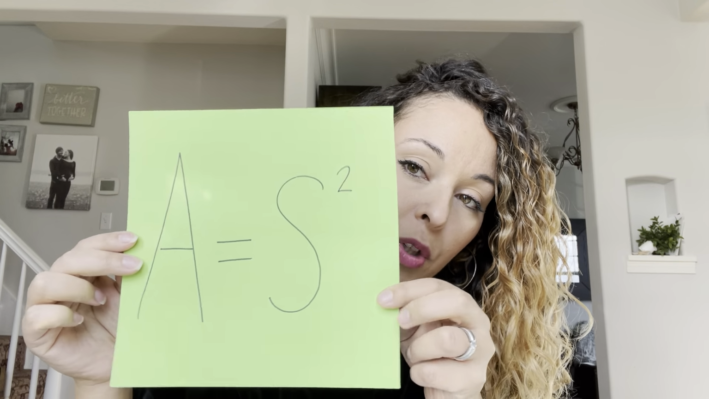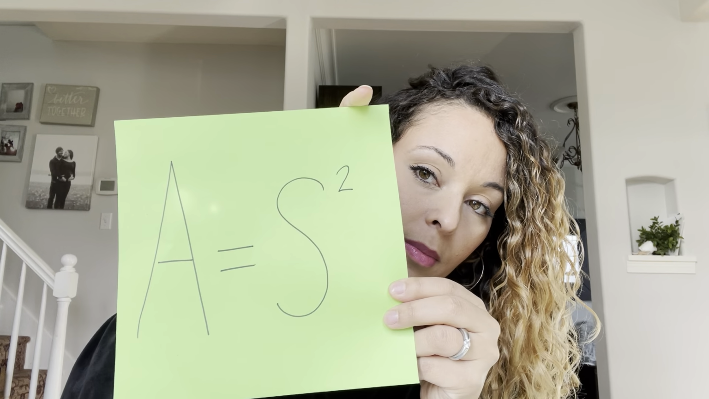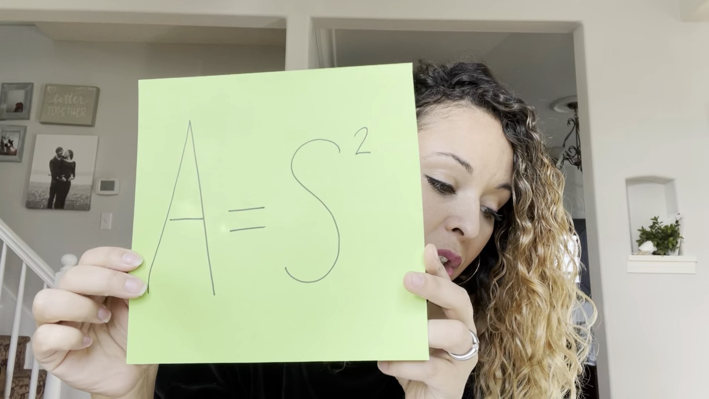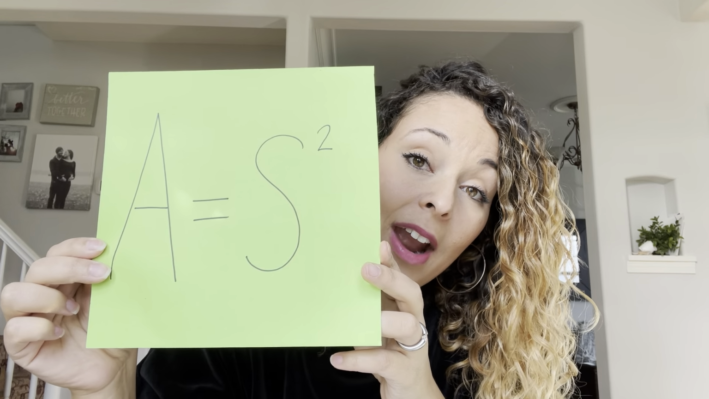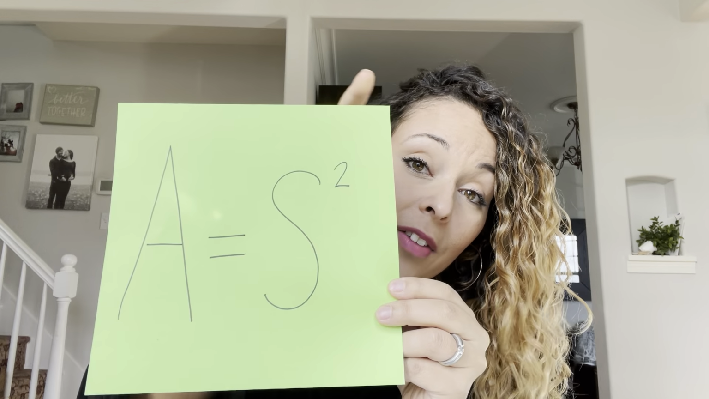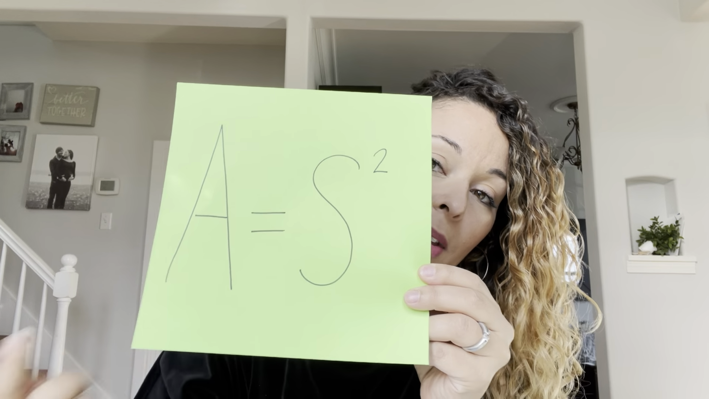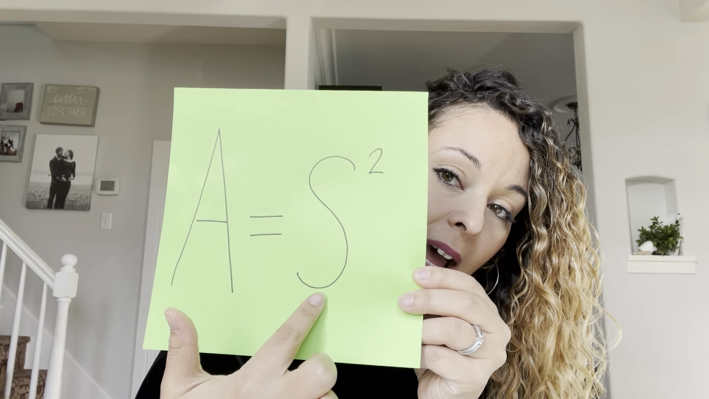And that means we're multiplying the length of its side by itself, right? So it's the area of a square equals the length of its sides squared. Okay, so area equals the length of its sides squared.